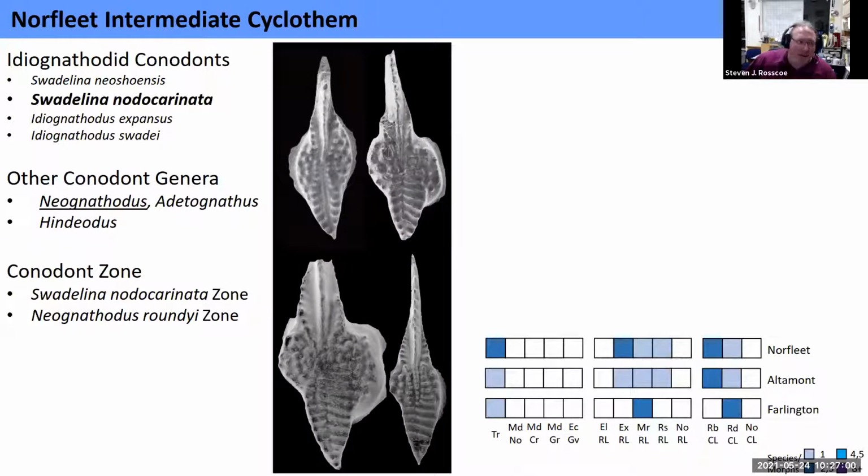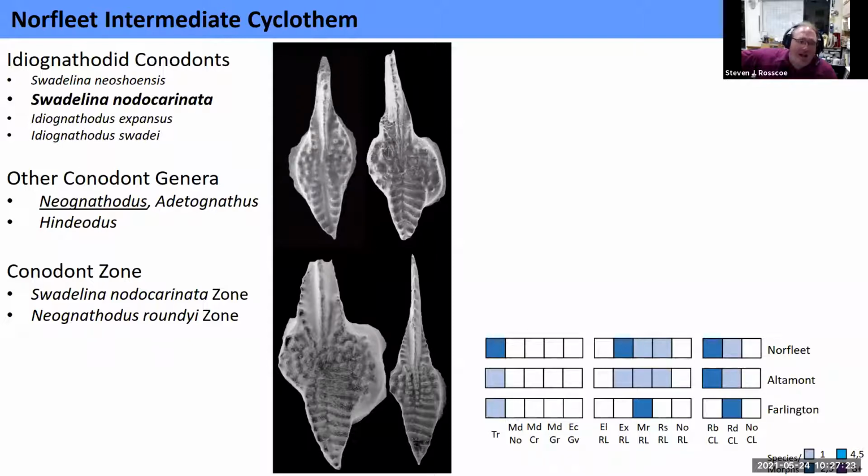Here we are in the Norfleet. In the Norfleet, we add a species of Suedolina. We go from neoshoensis on the left on top to notocarinata on the right on the top, a little bit more expanded rostral lobe. And we see the same Idionethotus species here, except we've really lost delicatus, and we're now into true expansis.